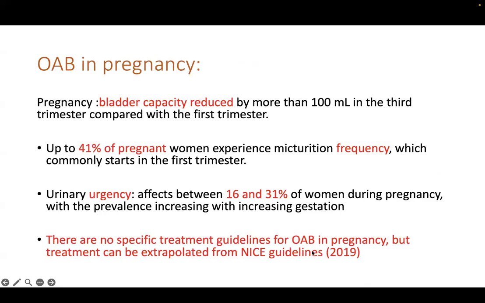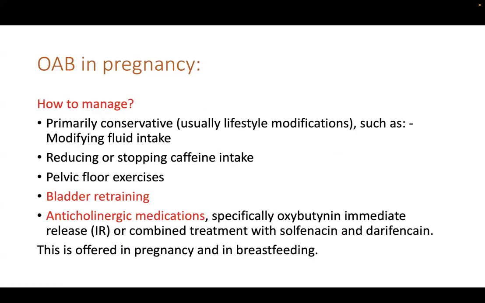There is no specific treatment guideline for OAB in pregnancy, but treatment can be extrapolated from the NICE guideline. Actually, the treatments are the same in pregnancy: lifestyle modification, pelvic floor muscle training, bladder retraining, anticholinergic medication. So these medications can be offered, can be given in pregnancy and breastfeeding.